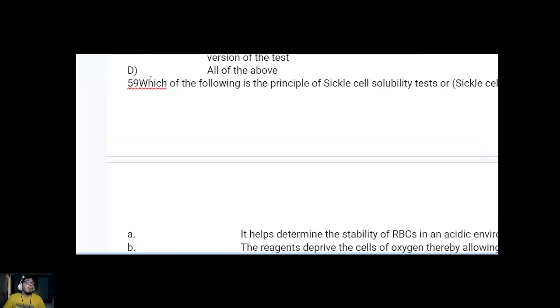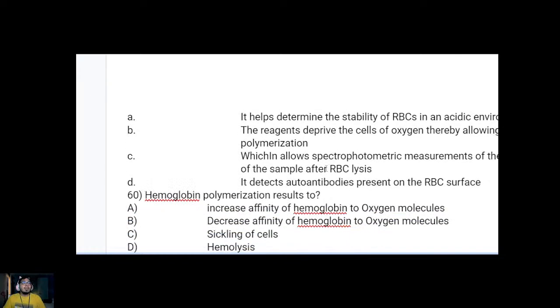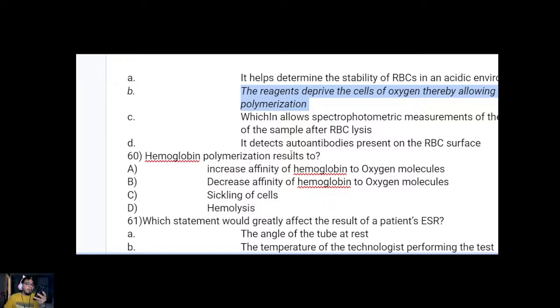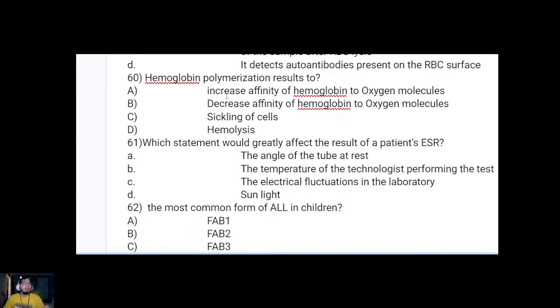Okay? Now, which of the following is the principle of sickle solubility screen? I think this was already discussed vaguely earlier. It helps determine the stability of RBCs in an acidic environment. That is the sugar water test. Polymerization, this one. Okay, polymerization. So a lot of people were able to answer that one. Number 59, yeah, a lot of people were able to answer that one. We'll not go deep into that one.